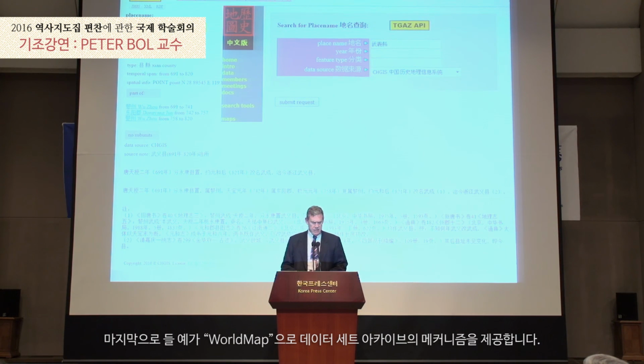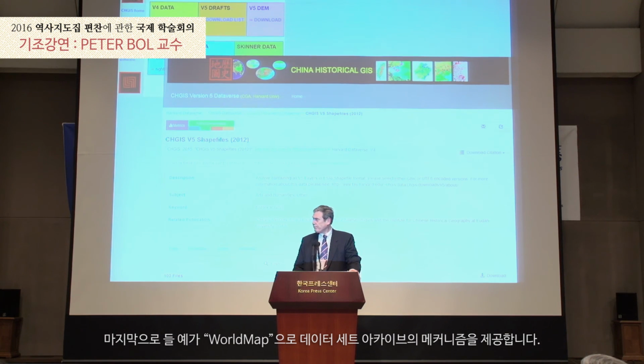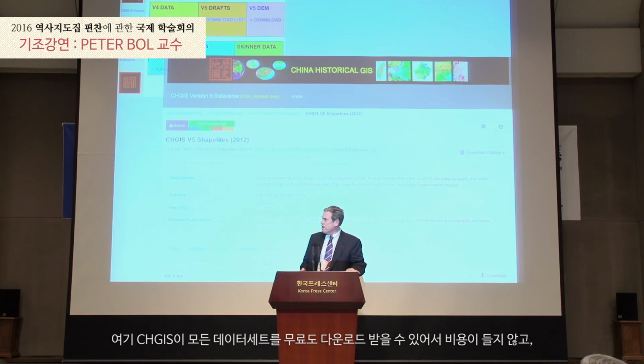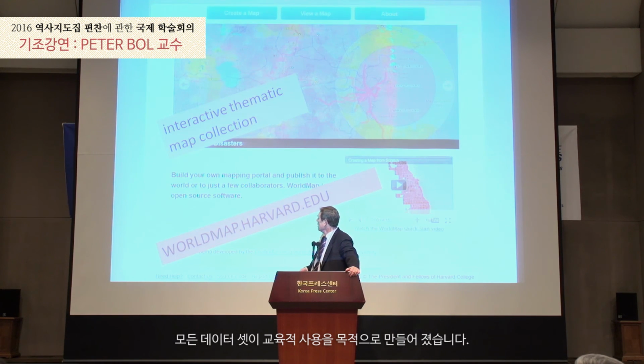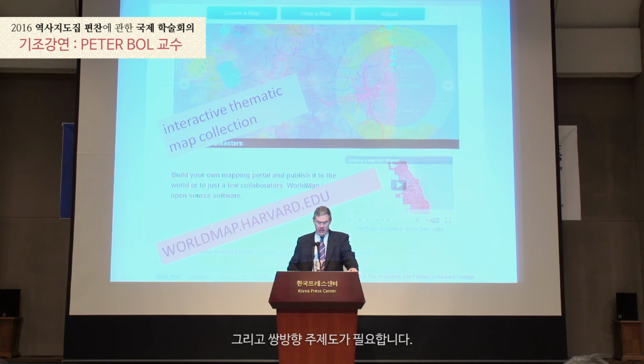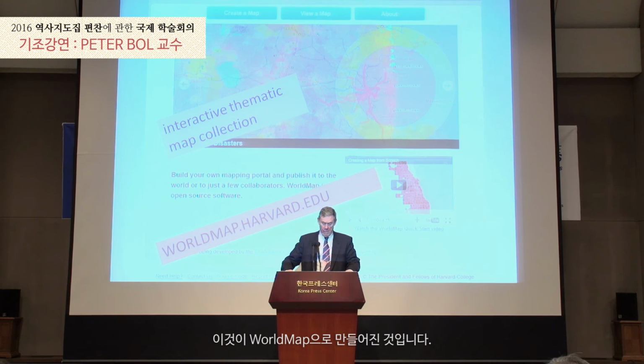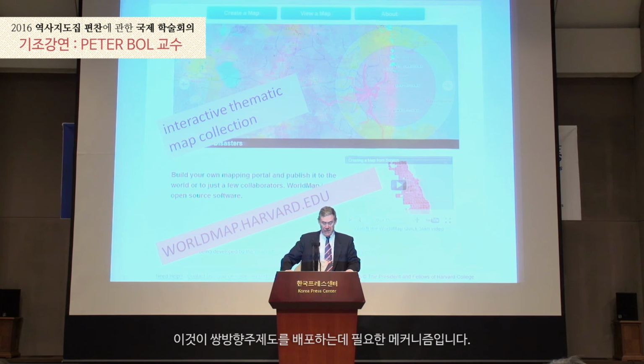Finally, my last example, World Map now provides a mechanism for, this again is a dataset archive. In this case it is for the China Historical GIS, where all users are free at no cost to download all the datasets for educational use. Finally, we need an interactive thematic map collection. And this is created by World Map, which now provides a mechanism for disseminating interactive thematic maps.